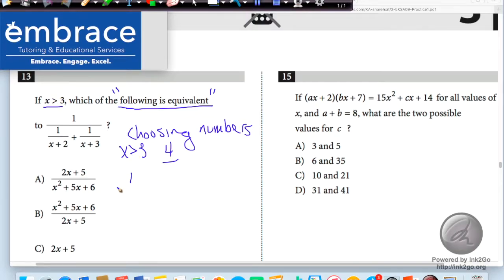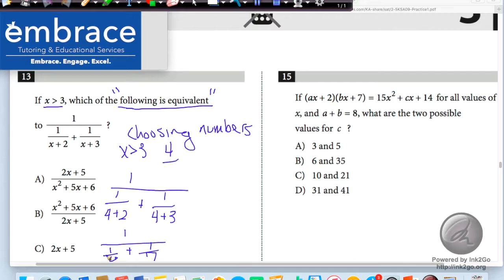If I have 1 over 1 and 4 plus 2, and then plus 1 over, I'm going to plug 4 back into x here, which is going to be 4 plus 3. Remember, this is a large fraction: 1 over 1 plus 6. So 1 over 1 plus 6. And this is then going to be plus 1 over 4 plus 3, quickly, which is 7.